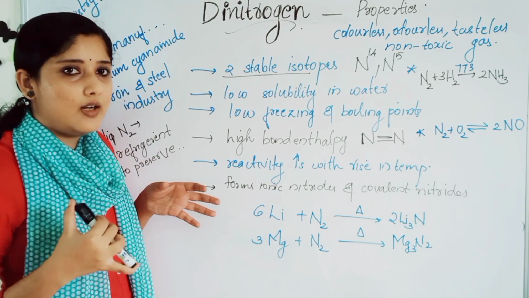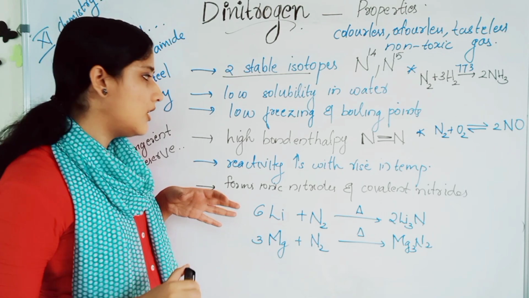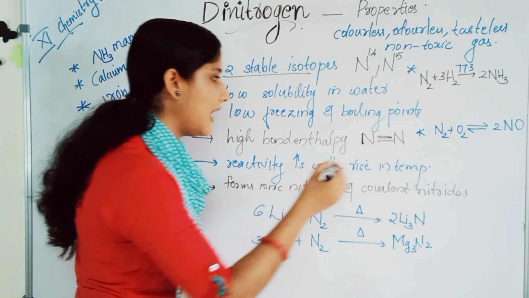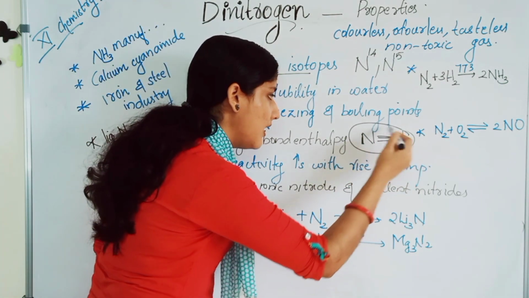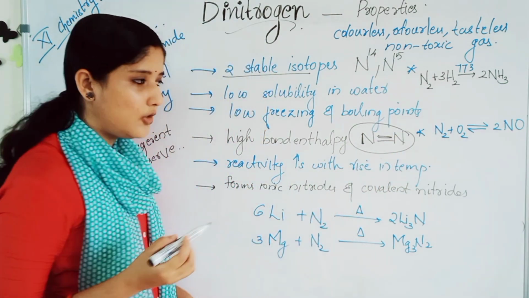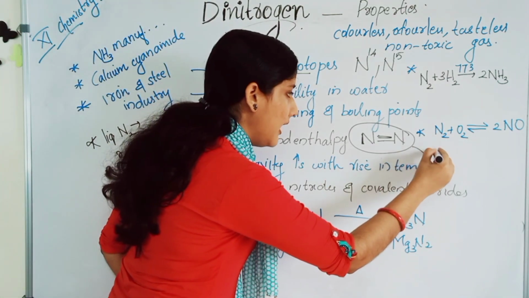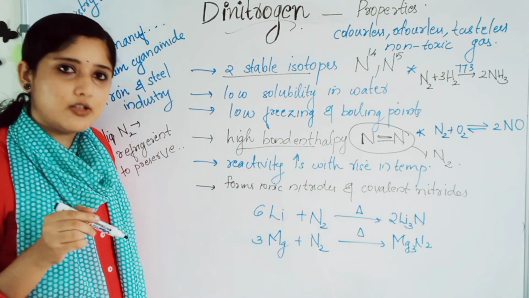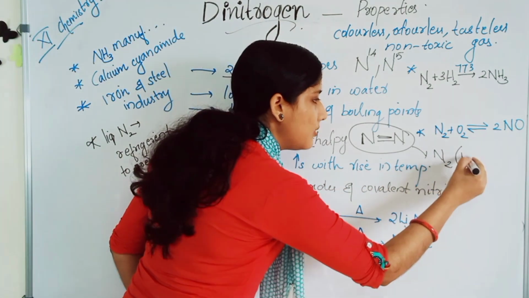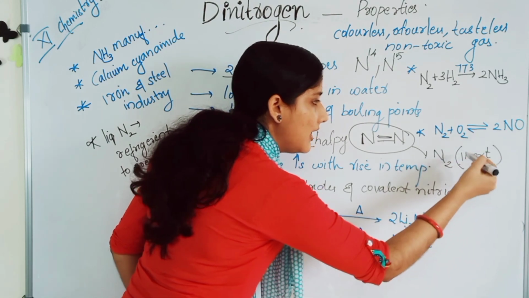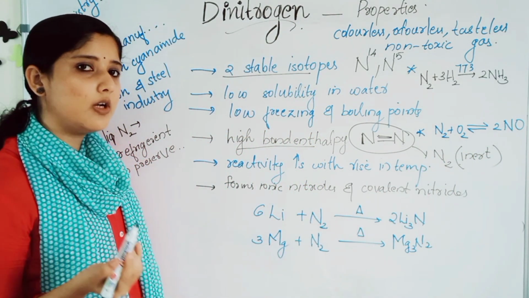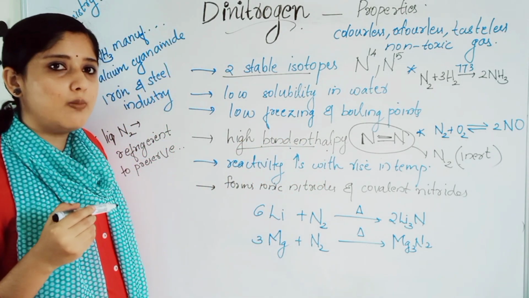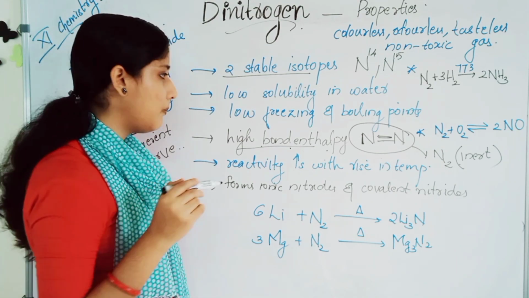Why is dinitrogen inert at room temperature? Due to its high bond enthalpy. Dinitrogen exists as N2, with a triple bond, N triple bond N. It has high bond enthalpy, and as a result it is inert at room temperature. This is an important property of dinitrogen. Also, low solubility and low freezing and melting points.